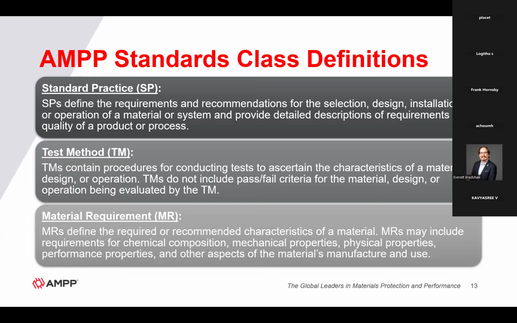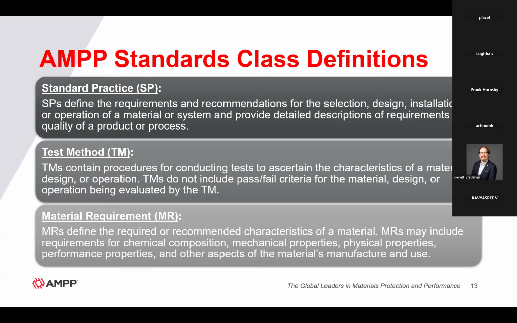A test method is specifically for ascertaining the characteristics of a material and defines those specific steps to carry out a test method. AMP test methods do not include pass-fail criteria for the material, the design, the operations, or whatever parameters are evaluated by that test method. Just lays out the steps to conduct the testing.